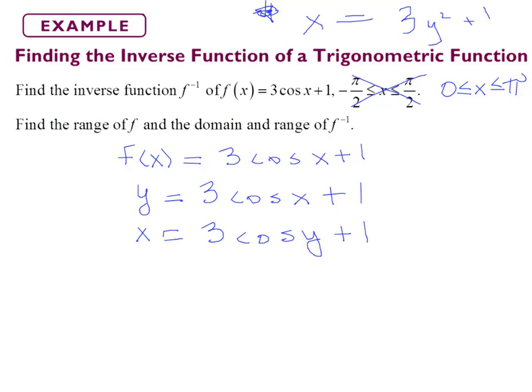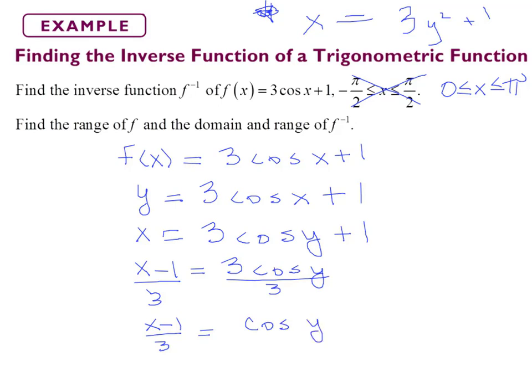Yeah, subtract 1 from both sides. Exactly. Then divide by 3. Perfect. So I have x minus 1 over 3 is equal to the cosine of y. And now here's where the inverse happens. There's a y, it's cosine y instead of x, but yes, perfect.